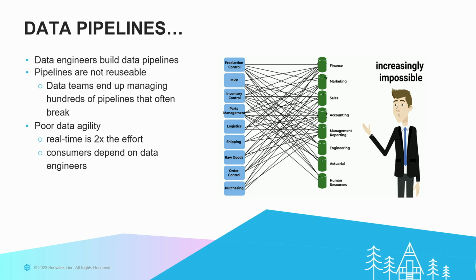If you're also doing real-time, that's 2x the effort. You have to manage streaming pipelines and batch pipelines. And when one of them breaks, you often have to check both of them.